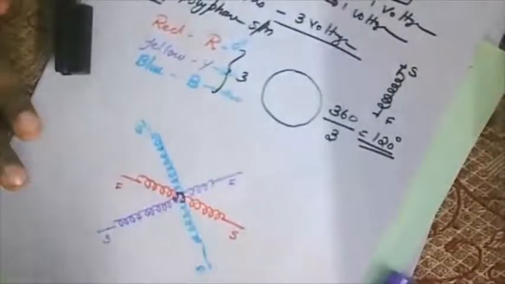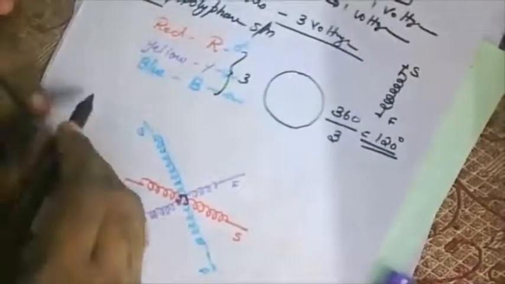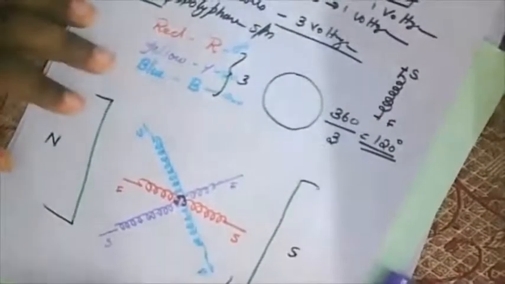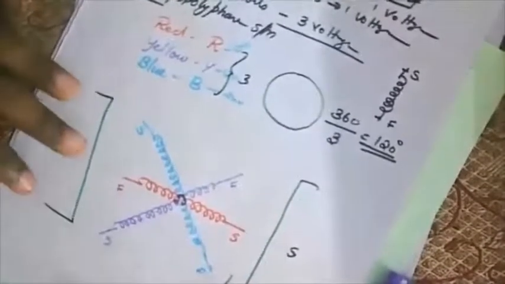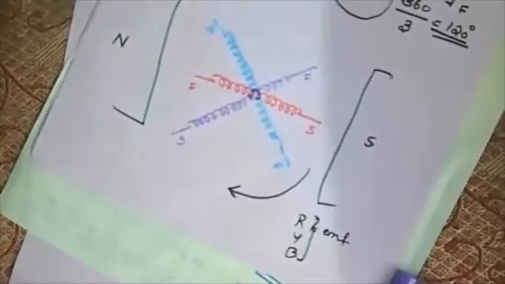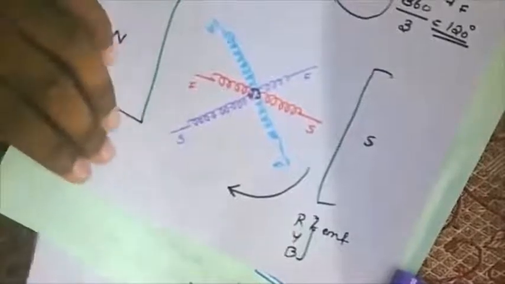Now I have a magnet here. This will be my north and this will be my south. I am going to rotate it in this direction. Whenever I rotate, in each of these coils, red, yellow and blue, an EMF will be induced. I am going to draw the nature of the waveforms that will be built up here.